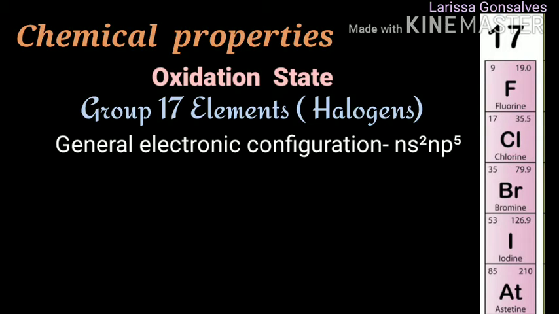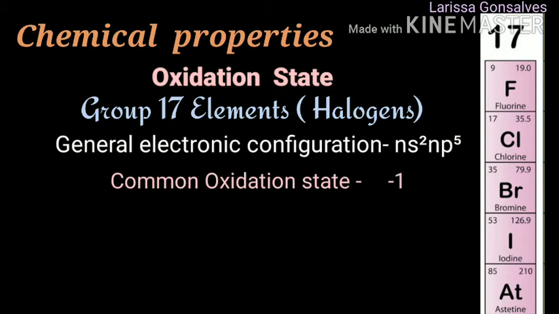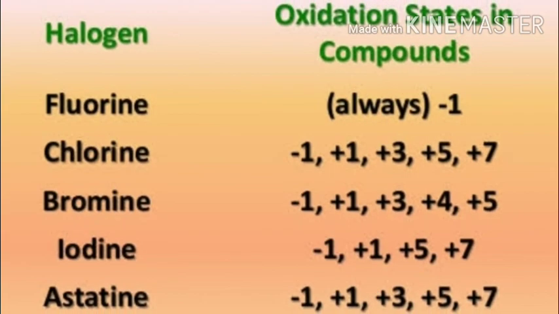All halogens exhibit -1 oxidation state because they accept 1 electron and attain the noble gas configuration. Chlorine, bromine and iodine also exhibit oxidation states of +1, +3, +5 and +7. And the reason for this variable oxidation state is because these elements are less electronegative when compared with fluorine and also have empty d orbitals in the valence shell.